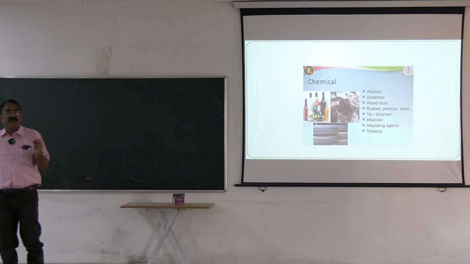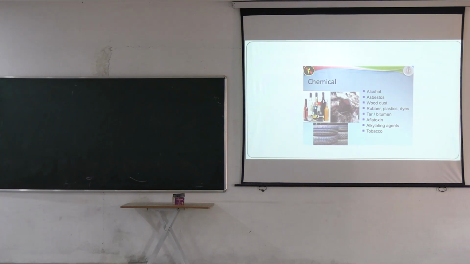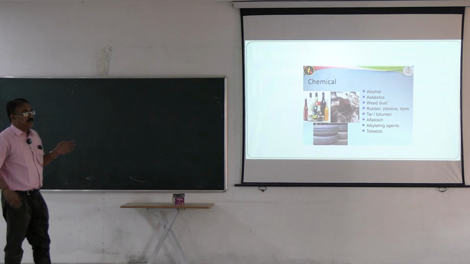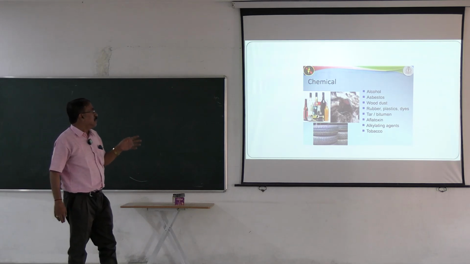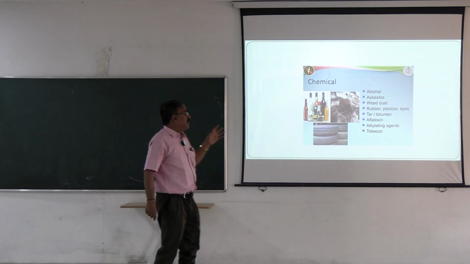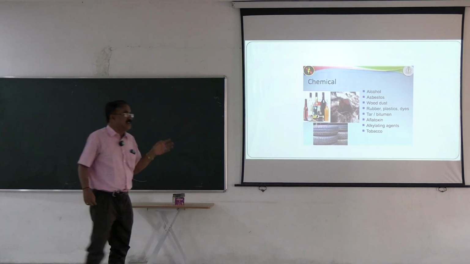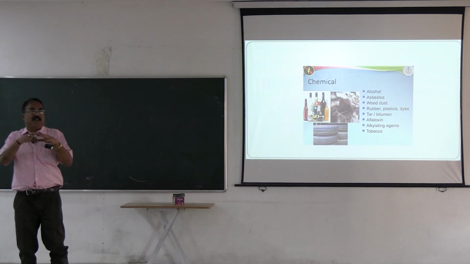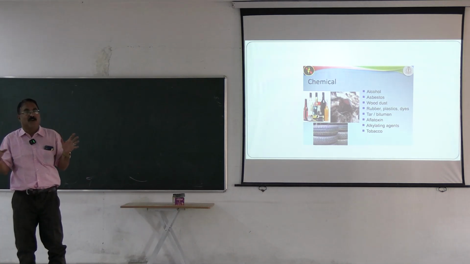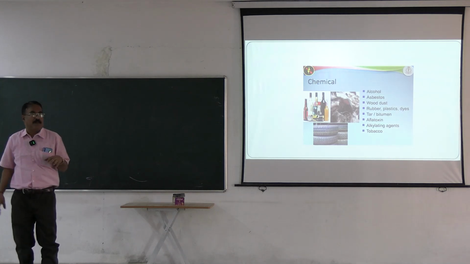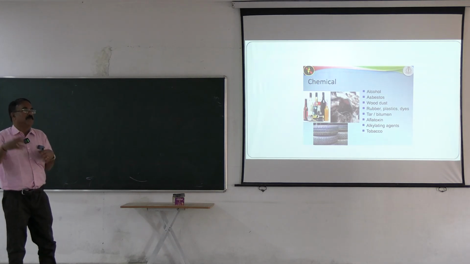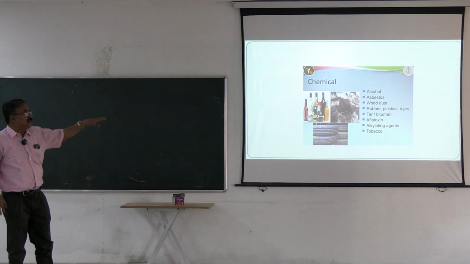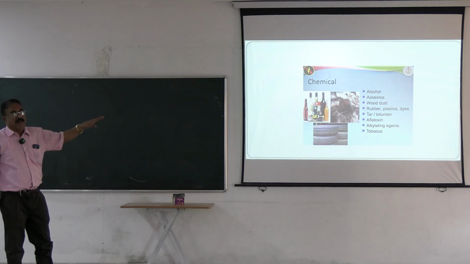And chemicals. Now, this is a thing which has come in recent times. Chemicals have been proven and suggested as a common cause of cancers. Among them are alcohol, asbestos, wood dust, rubber, plastics, tar, bitumen, aflatoxin, alkylating agents, and tobacco. These are all the environmental things which can cause cancer in a big way. And many more are being attributed. Some say this chemical, that chemical, but these are the ones which are generally considered problems.